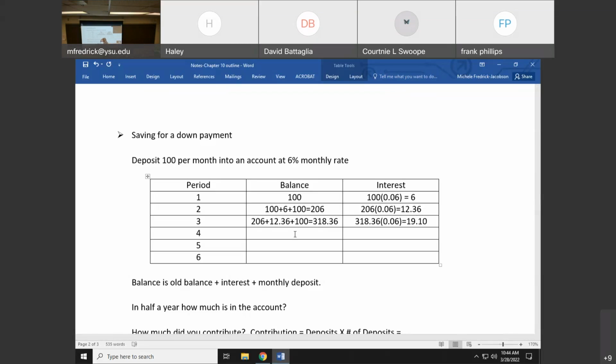Probably not both. On the in-class portion, there will either be a credit card or a savings one, and then the other one will be on the take-home portion.